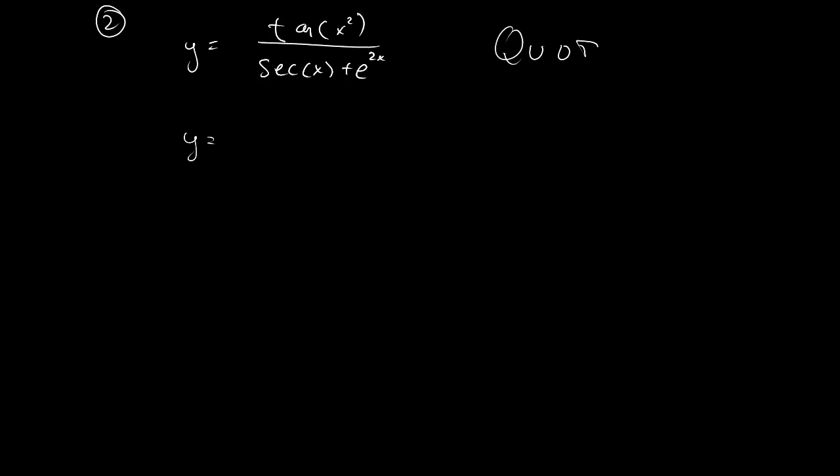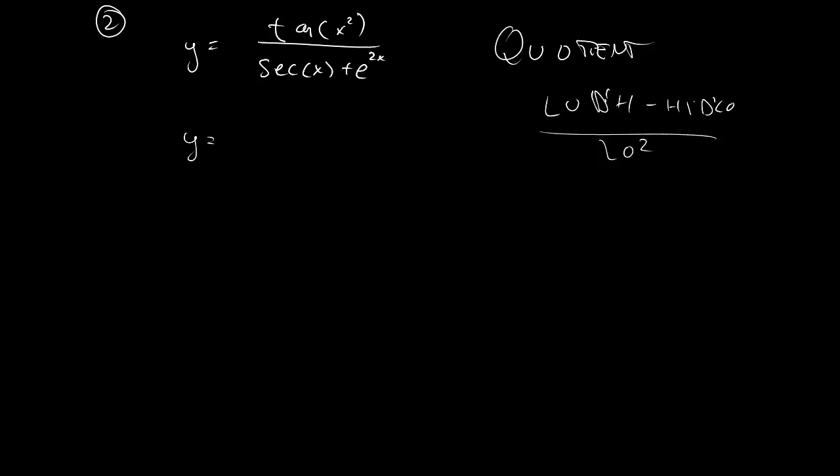Numero dos, or 1b, I guess you could say, y is equal to tangent x squared. Notice where the squared is, it's on the x, it's not on the tangent, plus e to the 2x. I'm looking for the derivative, so I'm going to use quotient rule. We're going to have to use quotient rule for this. So quotient rule says low d high minus high d low all over low low.